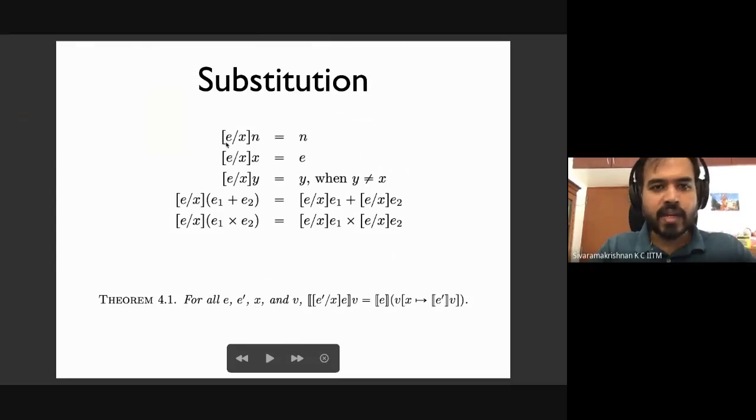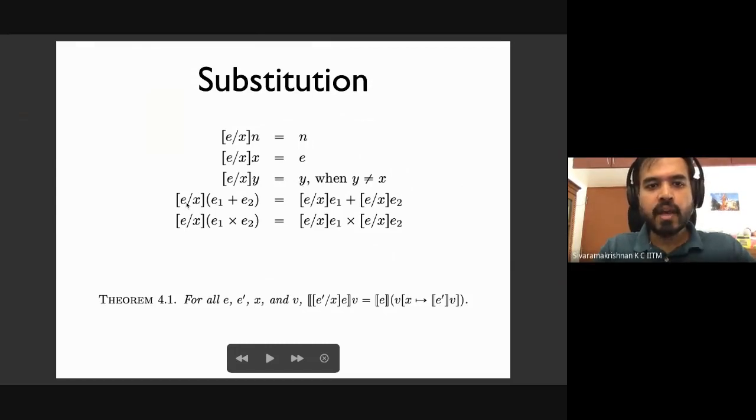So if you want to replace an expression e for variable x in the constant n, it's the constant n. If you replace that on variable x, then you actually do the replacement. So the thing that you get back is e. If the variable is y and you want to replace that for variable x, then x is not equal to y, right? So we explicitly state it. When x is not equal to y, there is nothing to be replaced. So you just return the same y.